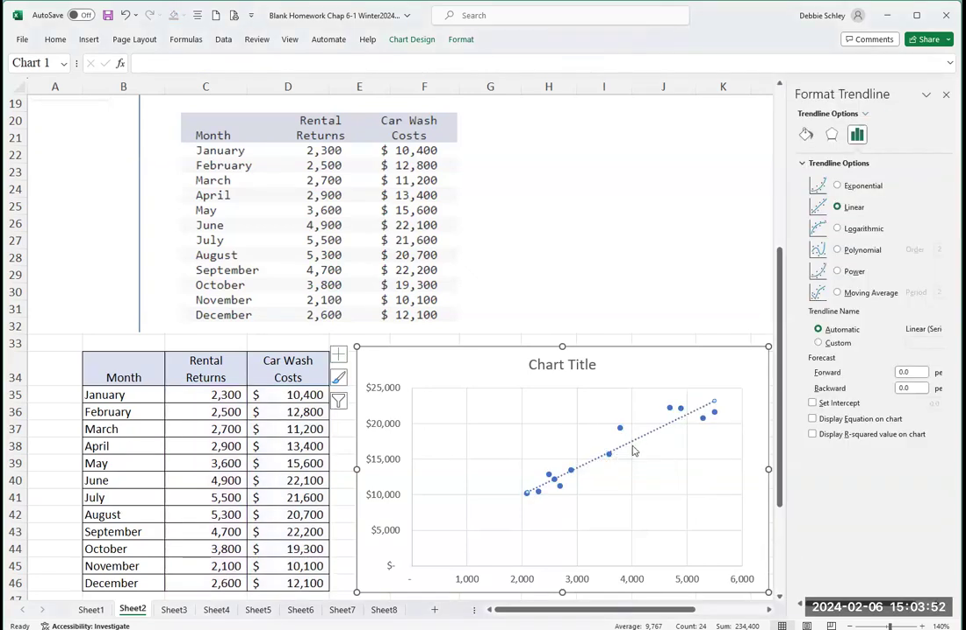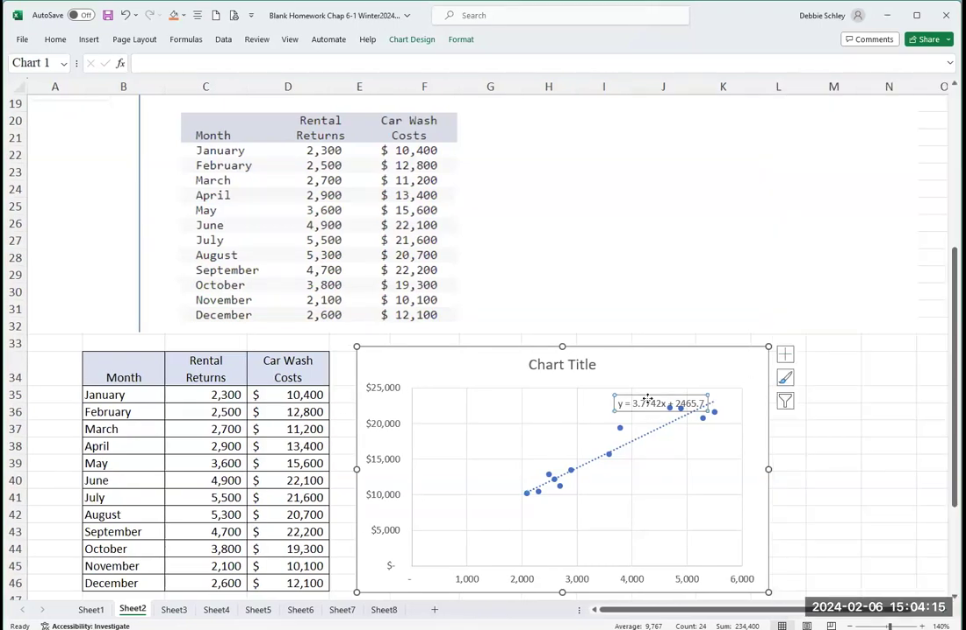It adds this line right here, and it opens up this. So make sure that linear is selected. And then second to the bottom, display the equation on the chart. That's where you're going to find your answers. Okay, so once I have that displayed, I can close this.